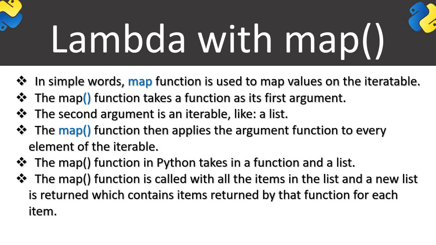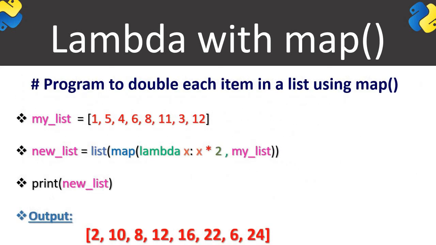Map function in Python takes in a function and a list. The map function is called with all the items in the list and a new list is returned which contains items returned by that function for each item. Basically, map function is used to map a function and values together and it returns a new map object. So let's see the example of it. So this is the program to double each element in the list.